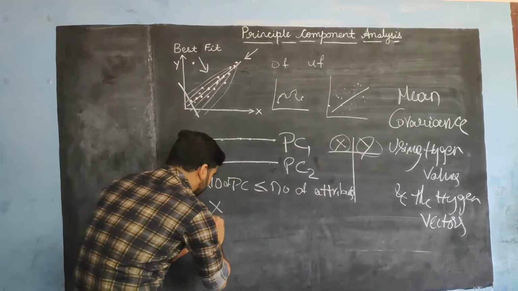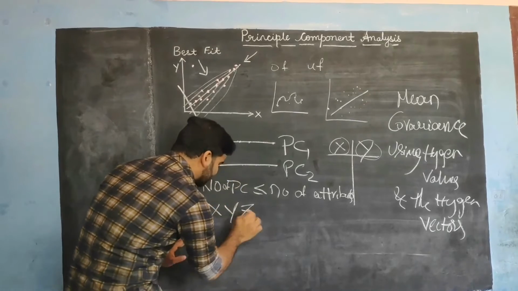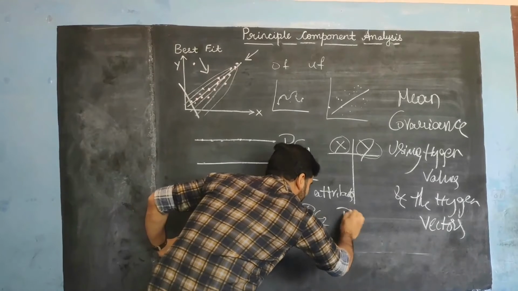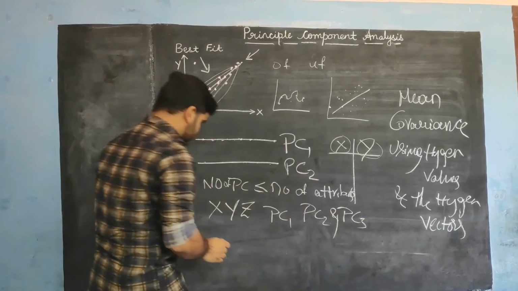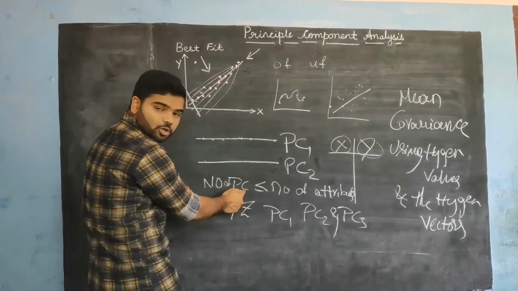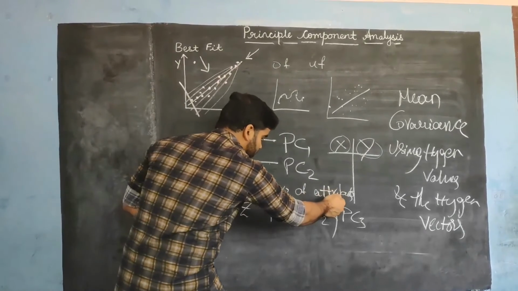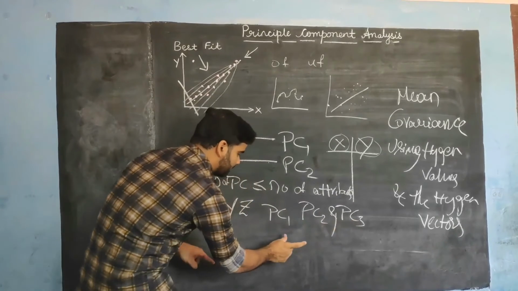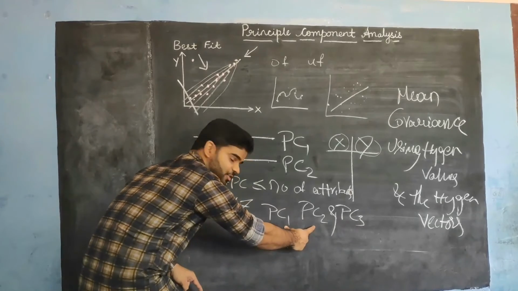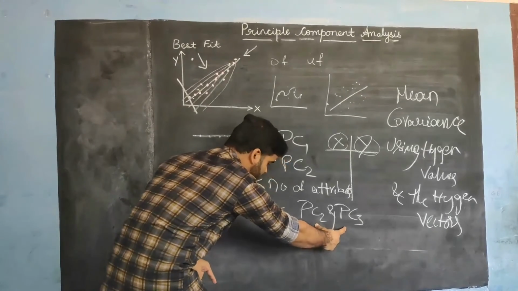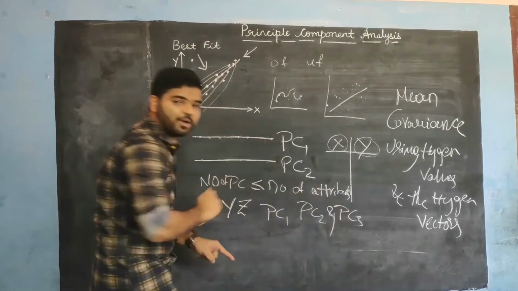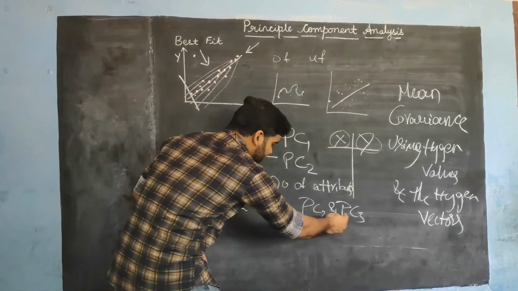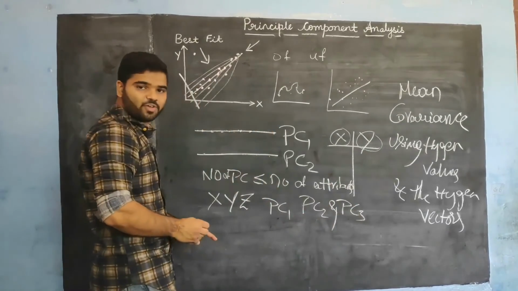Now, if there are three attributes X, Y, Z, then you will have PC1, PC2 and PC3. That's because, as I said earlier, the number of principal components should be less than or equal to the number of attributes. And these three principal components should be orthogonal to each other. PC1 and PC2 should be independent of each other. PC2 and PC3 should be independent of each other. Similarly, PC1 and PC3 will be independent of each other. It means that principal components 1, 2 and 3 will not be affected by any of those values.